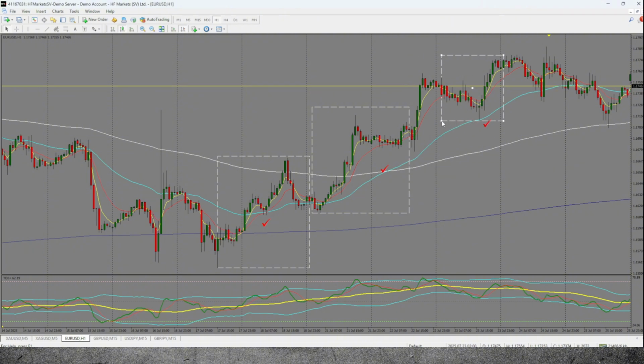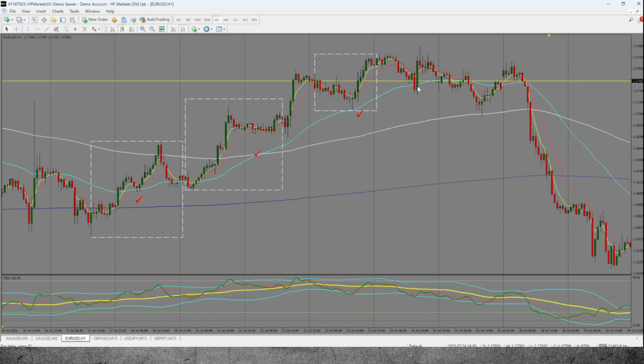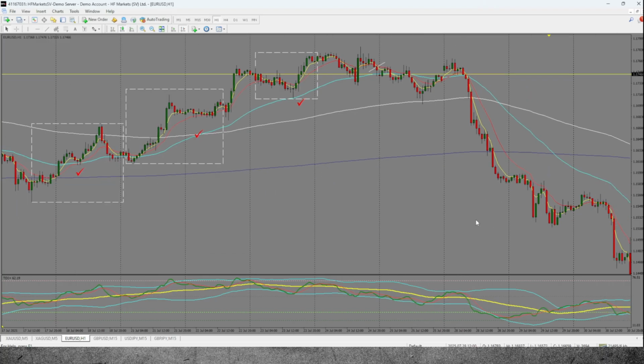This was the cycle to the upside. 1, 2, and 3, and an M pattern was issued. First leg, second leg, candle close below the 13 was issued here, and you can see the market dropped like something else. So basically that is how you will be actually trading.